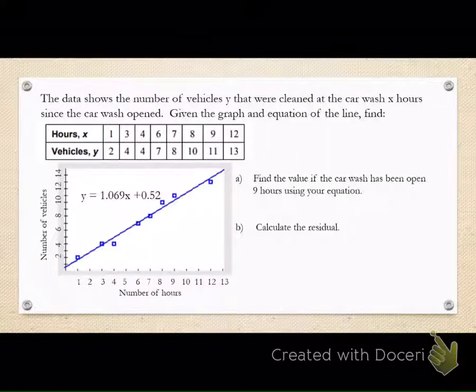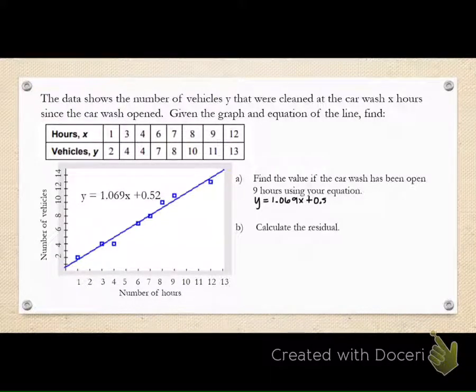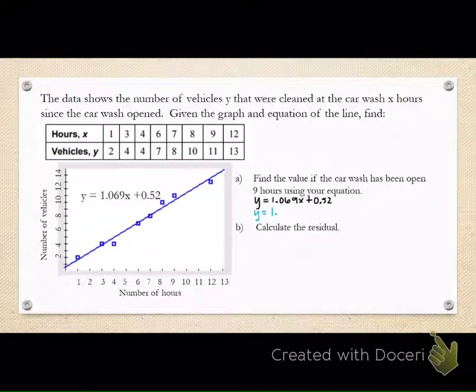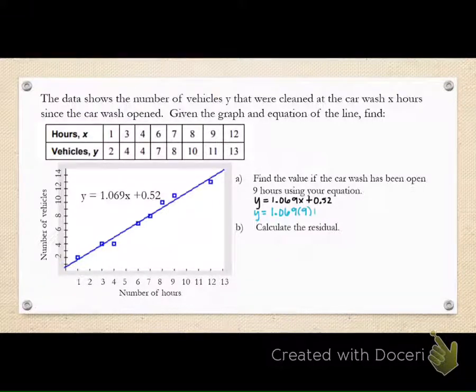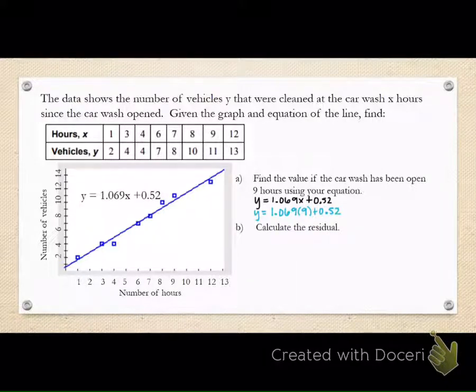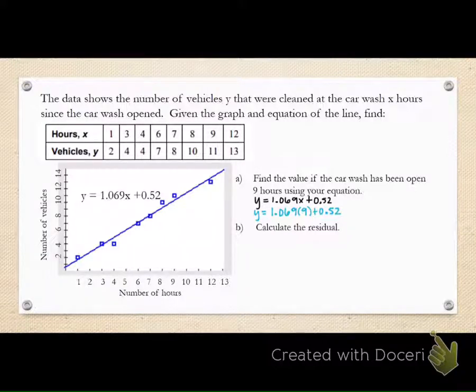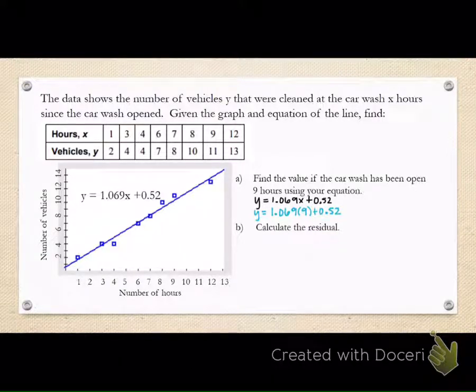It says find the value if the car wash has been open 9 hours using your equation. So our equation is Y equals 1.069x plus 0.52, right? Where would we plug that 9 in? So we plug in 9 for x. Go ahead and plug that into your calculator. Do 1.069 times 9 plus 0.52.